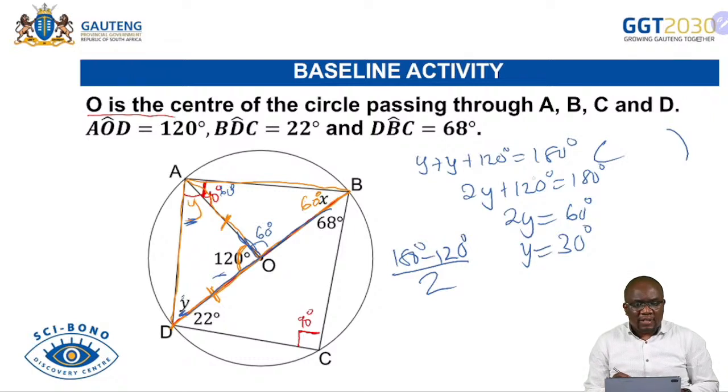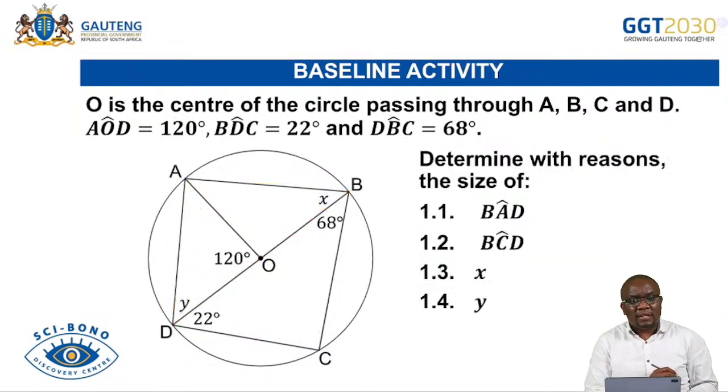Right. Now, I'm going to give you 2 minutes to answer the question. We've discussed everything, so now you must have an idea. Can you answer the question now? Find the size of BAD, BCD, x, and y. I've given you an idea. Let's take 2 minutes trying to do that.